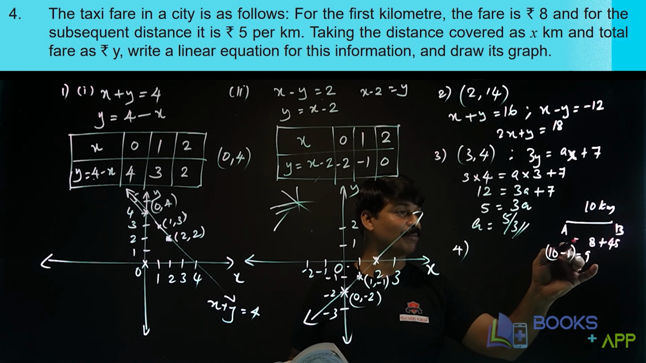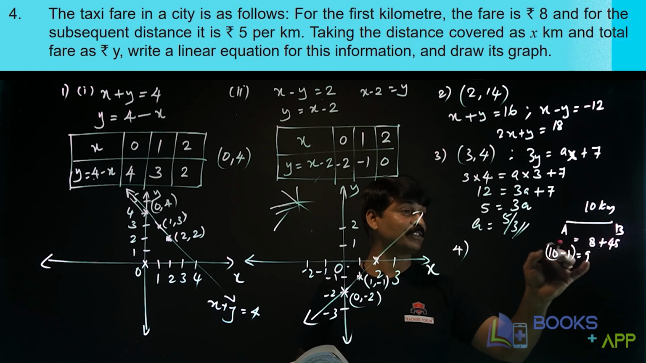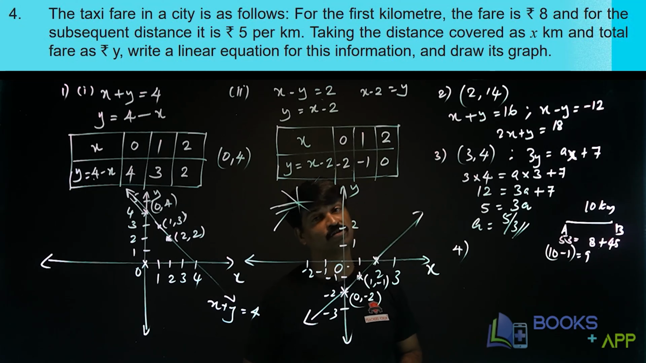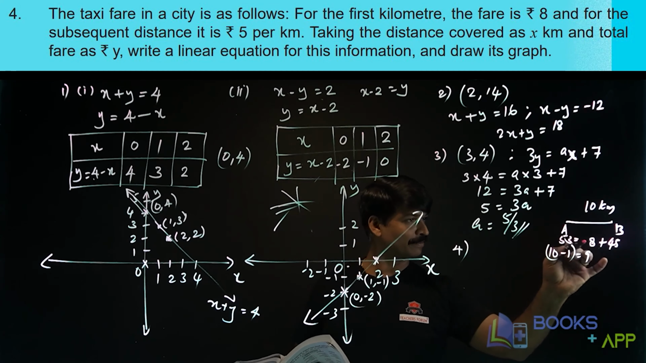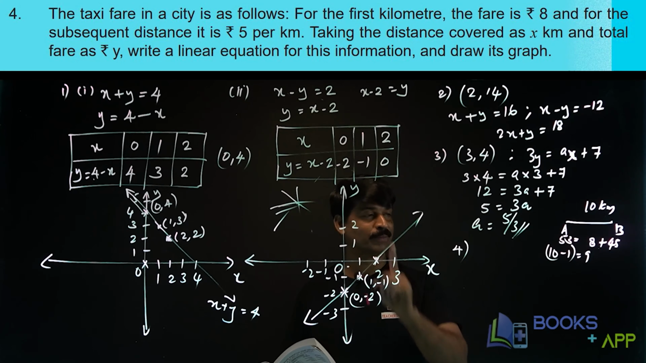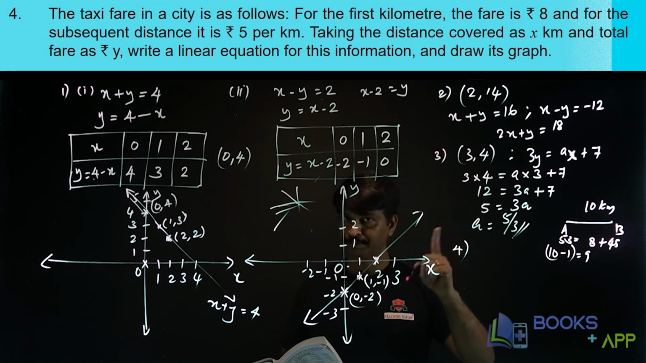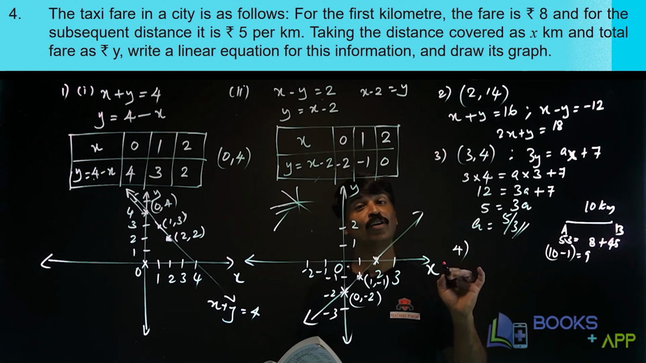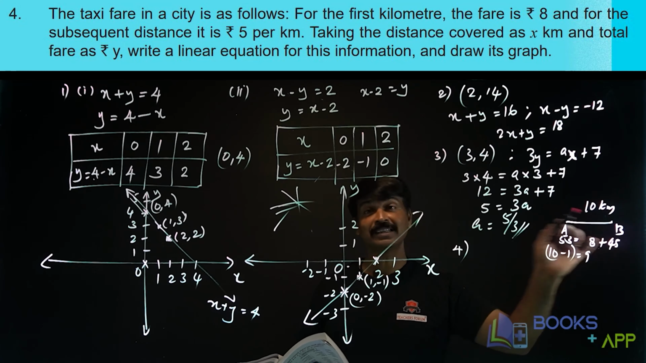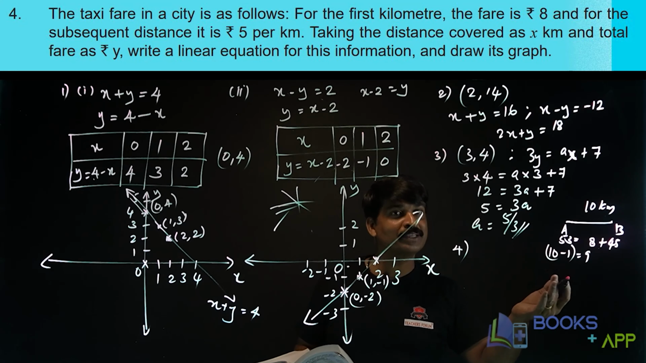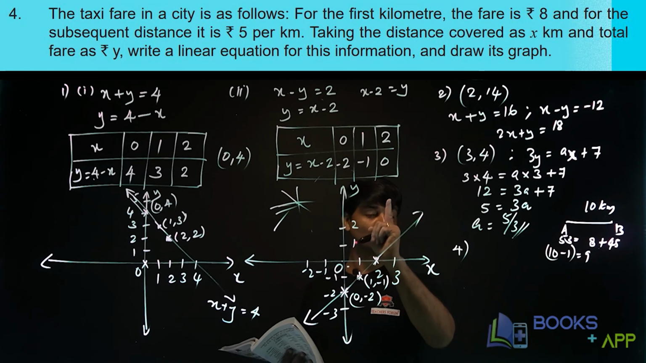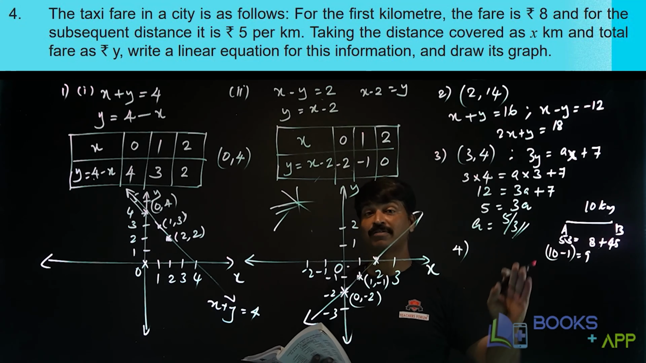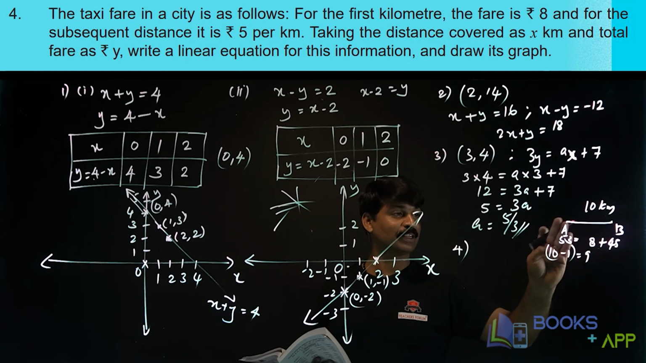So total, what is the amount you have to pay? 45 plus 8, that is 53 rupees. So the total amount is equal to the fixed charge, that is for the first kilometer, rupees 8, plus for the remaining kilometers. Here the total distance was 10, so the remaining distance is 10 minus 1, that is 9. For those 9 kilometers, you pay 5 rupees each. So 9 5s are 45. Total amount 45 plus 8, 53.